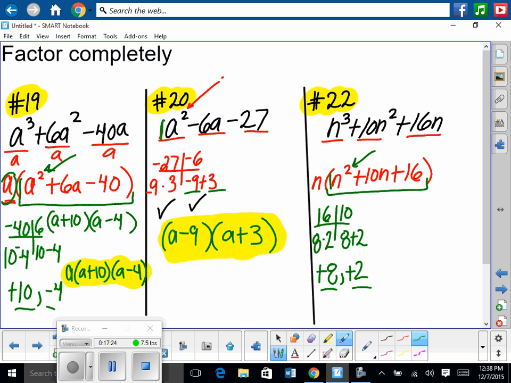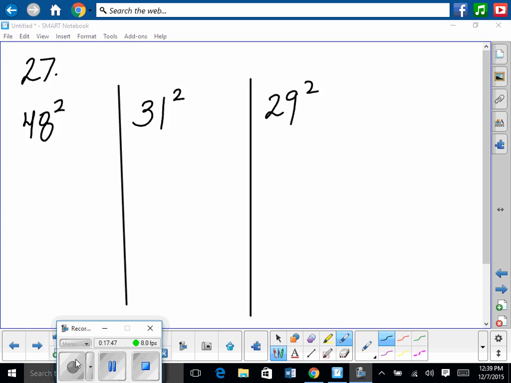Now we can quick factor because that a value is a 1. So we know this can factor to be a binomial with those two things. So it's going to be n plus 8 and n plus 2. But do not forget about that n you factored out in the beginning. So we also have an n in our answer, in the front of our answer. Okay, so that would be our final answer for that one.